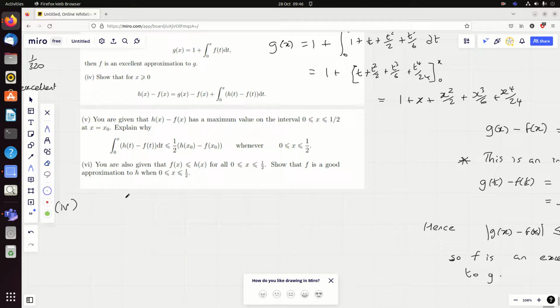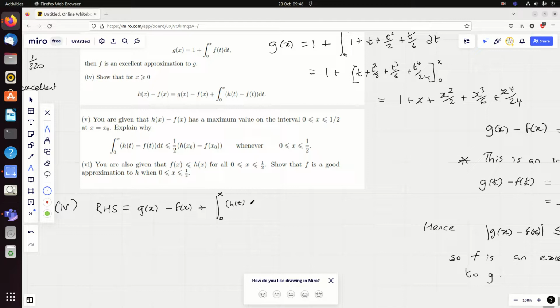It's nice to know what g of x is. And this is h of x minus f of x. So let's kind of do it. What side looks more complicated? When you're trying to prove something, it's nice to start with right hand side equals stuff equals stuff equals stuff equals left hand side or something like that. So that's what I'm going to do. I'm going to point out the right hand side, which is g of x minus f of x plus the integral from x to 0 of h of t minus f of t.